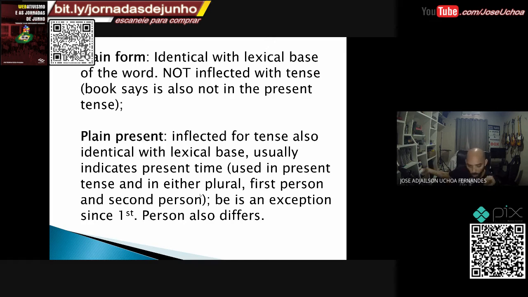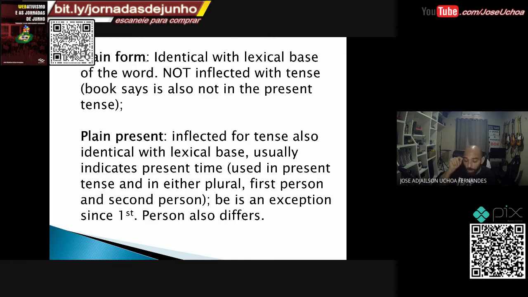Assim como he, she, it goes, he, she, it stays, he, she, it likes. Né? E eu tenho uma terceira forma, que é a das demais. You are, they are, we are, everybody are. Né? Todas as outras pessoas, eu uso are. Eu uso uma forma para I, outra forma para he, she, it, e a forma plain present, are. O plain present de to be é are. Mas o plain form de to be é be. É isso.